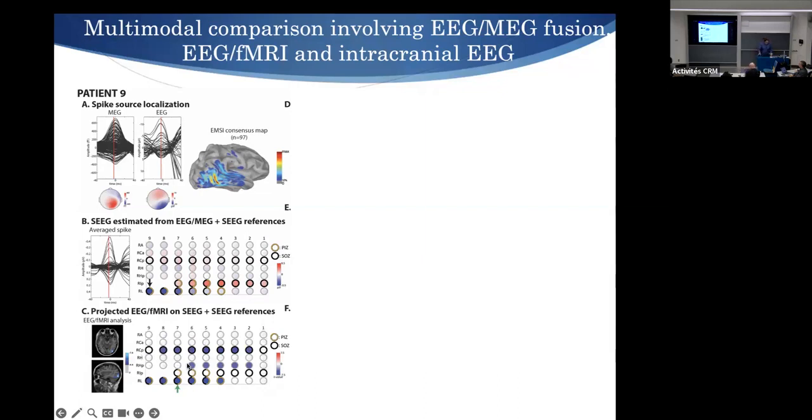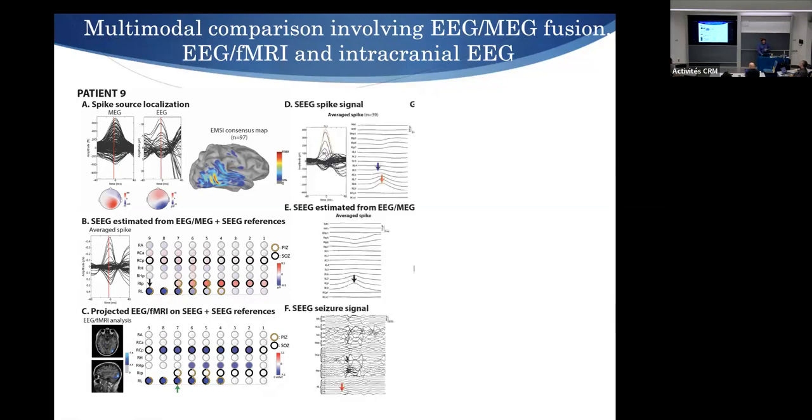Please note, it's not always the case, but in this case, the fMRI result was a negative BOLD result. So you have a spike, you expect perhaps an increase of activity, but it was a decrease in activity. And I'll come back to that. So this is our gold standard. So this is the SEEG signal, average spike, and this is the spike estimated from MEG.